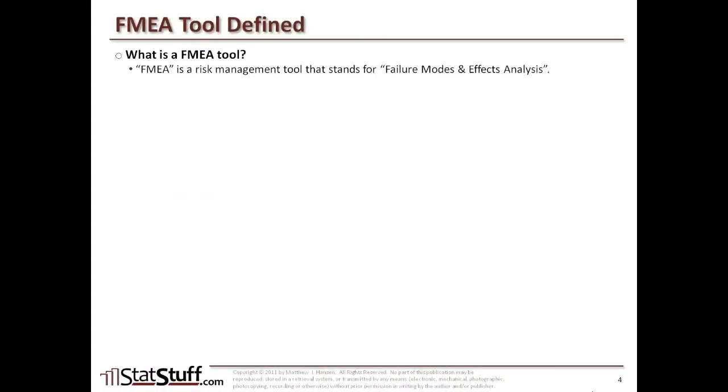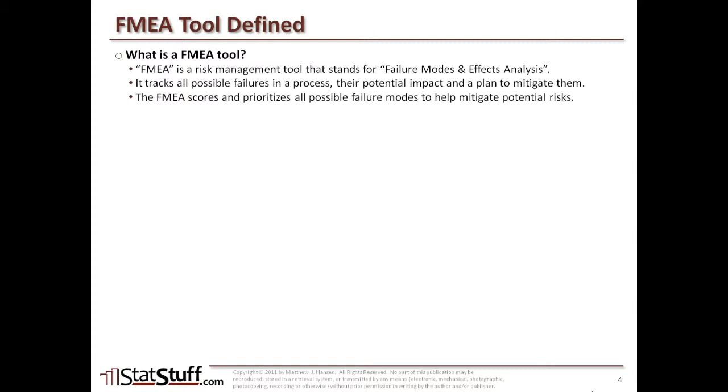Okay, now let's begin to define what the FMEA tool is and what its layout looks like. The FMEA tool is a risk management tool that stands for Failure Modes and Effects Analysis. So it's a way of tracking all the possible failures within a process and their potential impact, and a plan of how we can mitigate those risks. The FMEA scores and prioritizes all the possible failure modes as a way to help mitigate those potential risks.